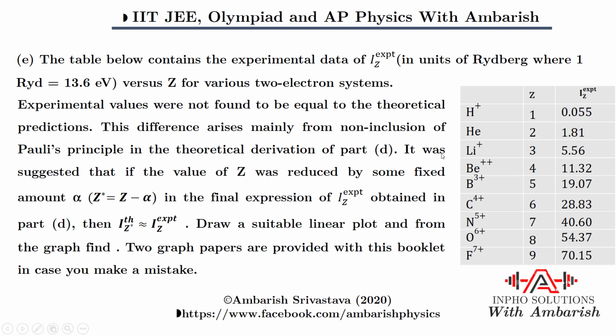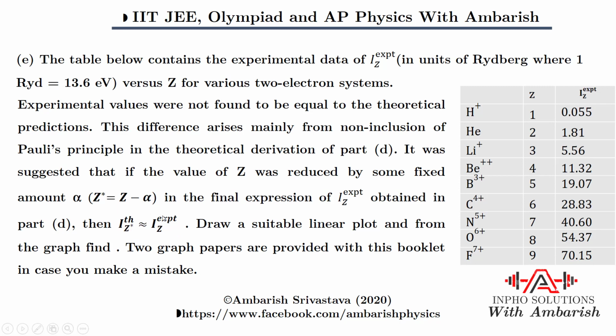So it was suggested that if the value of Z was reduced by some fixed amount alpha, so we are making a model, instead of Z we are substituting Z star, which is Z minus alpha, like we do in Moseley's law, so as to match the experimental results. So this is our proposal. Z star is Z minus alpha in the final expression of I Z theoretical obtained in part D, and then it is seen that I theoretical becomes almost equal to I experimental.